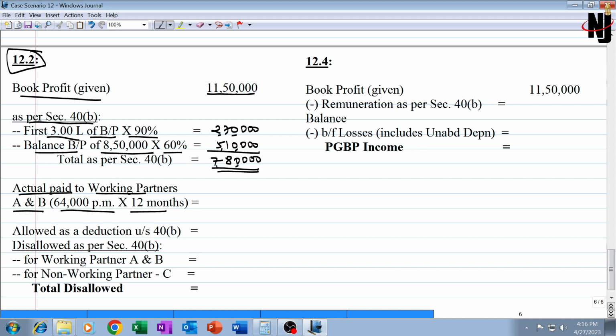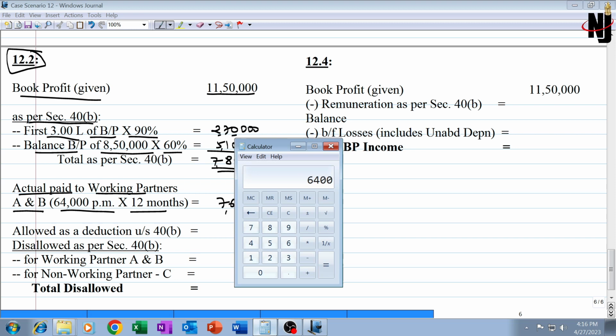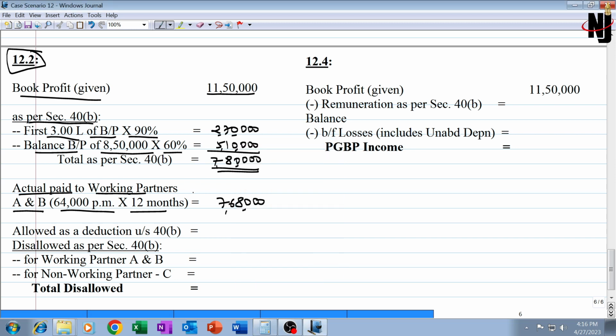64,000 per month, that is 32,000 to each partner per month, into 12 months, 7,68,000 is the total amount paid. Let's calculate it out: 64,000 per month into 12 months, 7,68,000. Whatever is paid to non-working partner C has already been ignored. So out of these two, whichever is lower. So the answer allowed as per 40 clause B will be 7,68,000, whatever is actually paid. So how much will be disallowed?